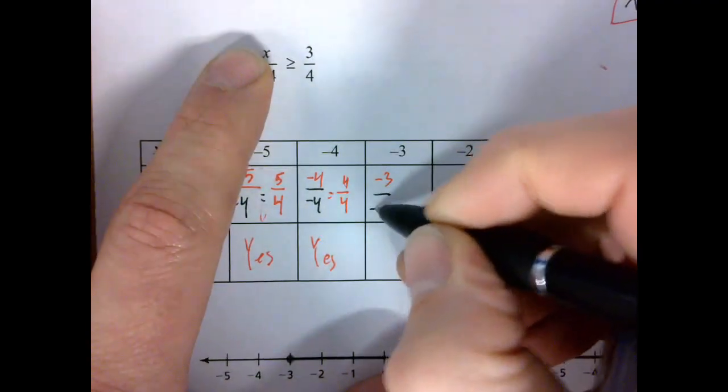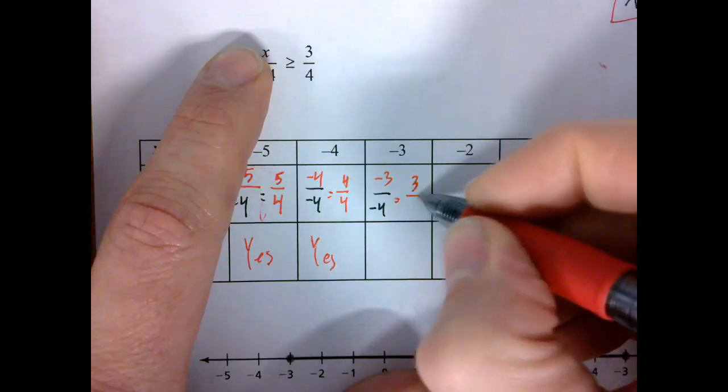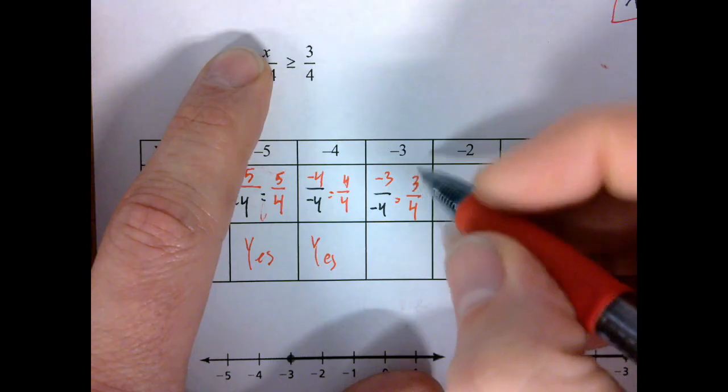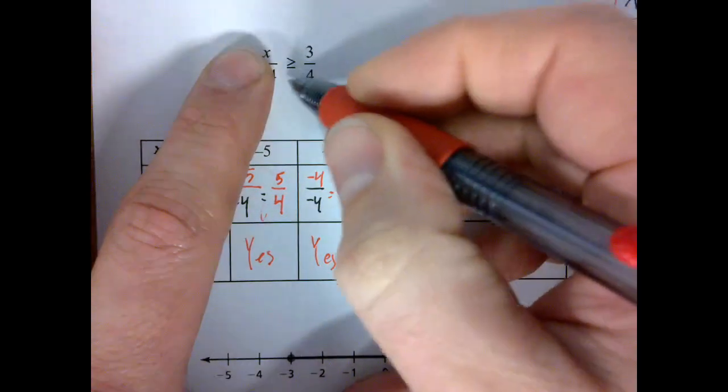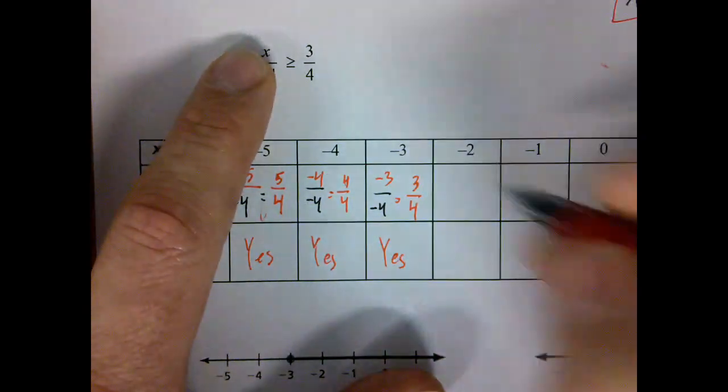What about a -3? Plug in a -3 over a -4. They have the same sign. So two negatives make a positive. So that means this is a +3/4. A +3/4 is greater than or equal to 3/4. Yes, because it is equal to, so that does work.